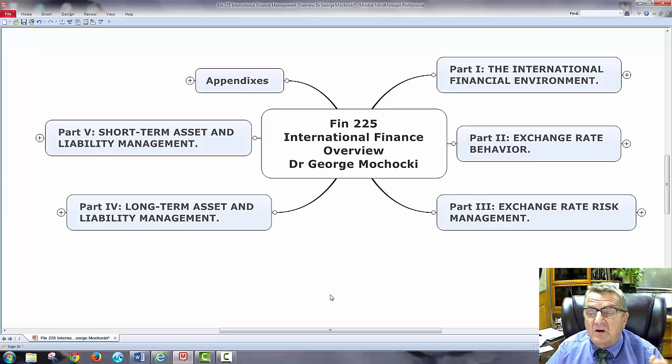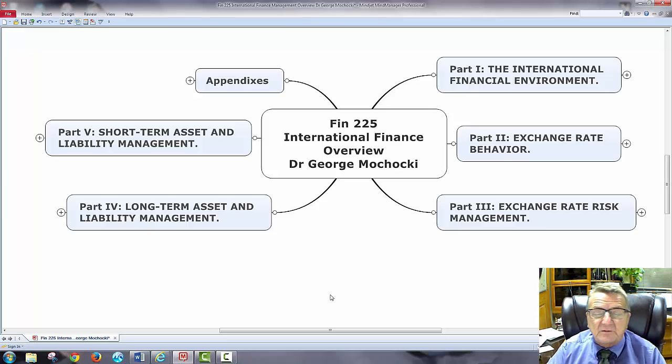We'll cover the environment with exchange rates, risk management, long-term management, short-term management. That's all finance is. Only now you're doing it internationally, and there are a few more different concepts and definitions you have to pick up. 21 chapters. The book is easy. I'll put it on YouTube. The concept maps are available. You'll be able to read, look at the concept maps, and add on to them. The quizzes will help you, and there are other sites. I will make sure you succeed.